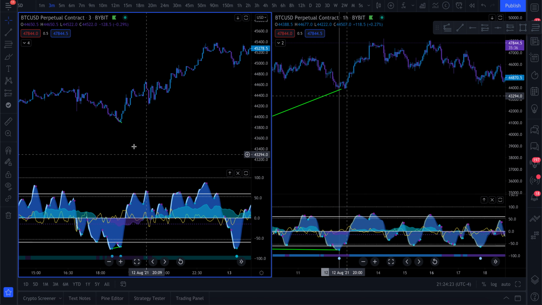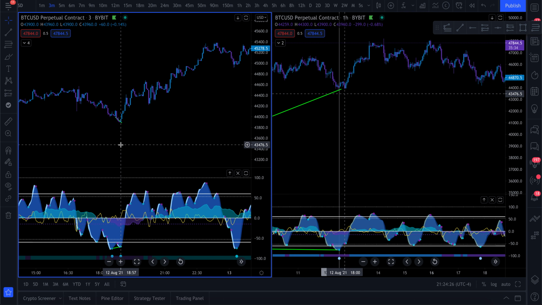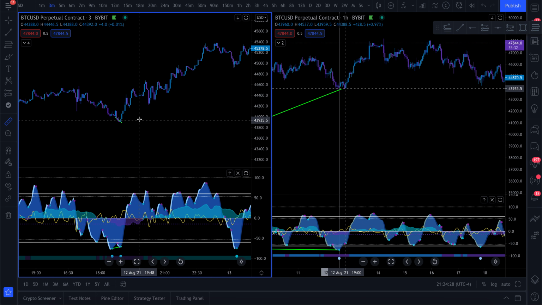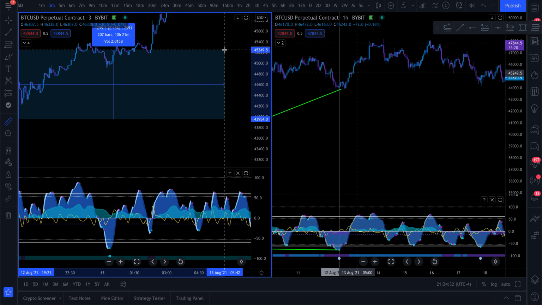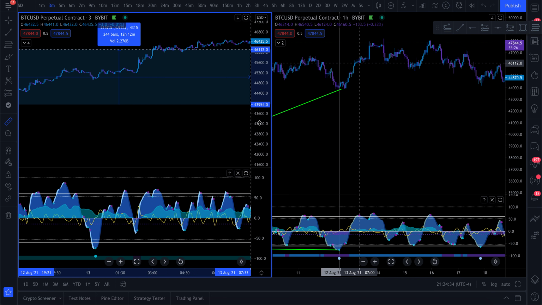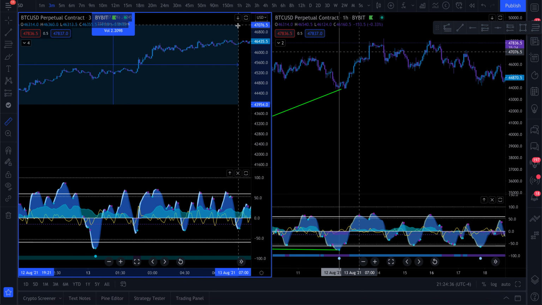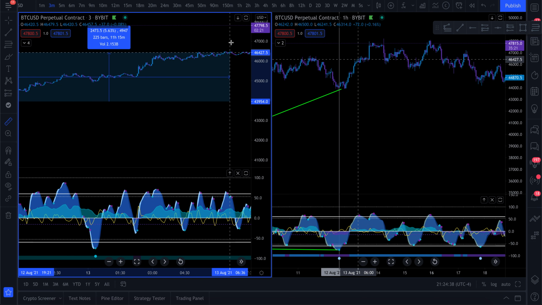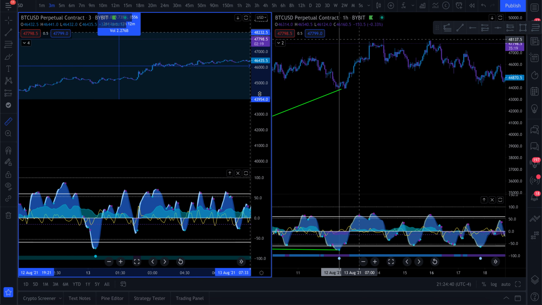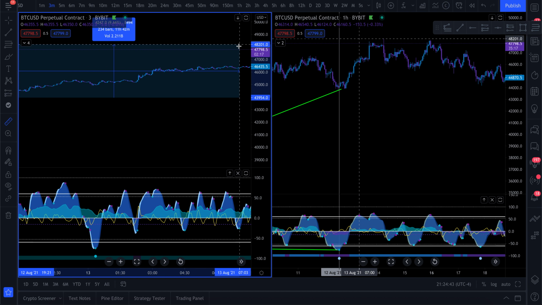So you would have entered right here on this candle, and really this strategy lets you long the bottom, right? You're literally longing the bottom right here, and this would have been a massive move. If we just come up to the top of that candle, we're talking about a 10% move.